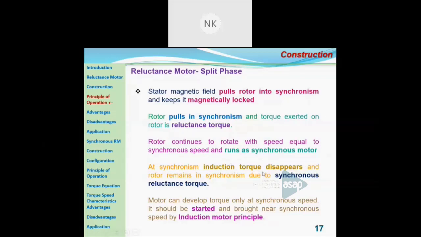That means at starting you have an induction torque. When the speed attains 75% of the synchronous speed, this induction torque disappears and the rotor remains in synchronism due to only the synchronous reluctance torque. The auxiliary winding will be cut. So the motor can develop torque only at synchronous speed. It should be started and brought near the synchronous speed by the induction motor action.